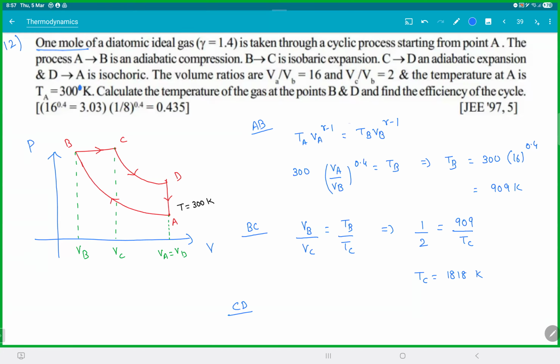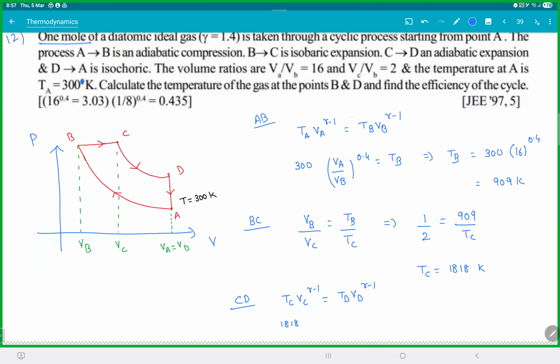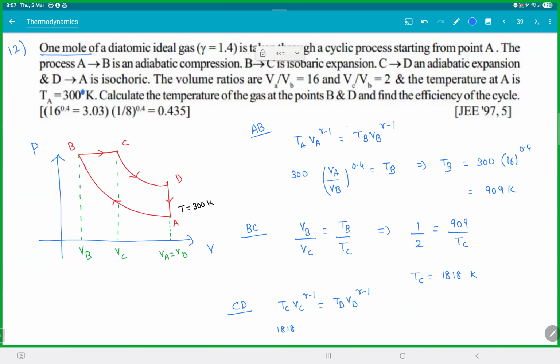Now CD is again an adiabatic process. TC VC power gamma minus 1 is TD VD power gamma minus 1. But I know VD is equal to VA. So TC is 1818. And this will be VC by VA whole power gamma minus 1, that is 0.4. That would be 1818. VC by VA is how much? VC by VA is not there directly. We have to find it.